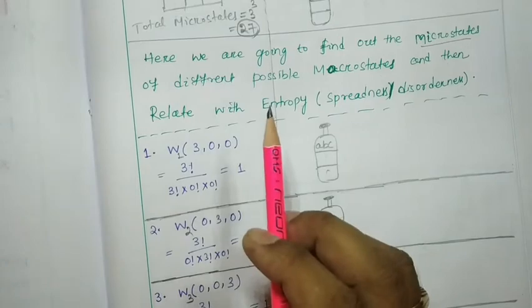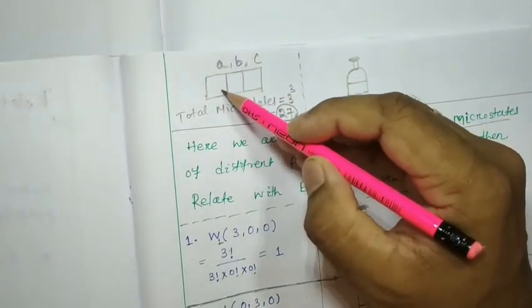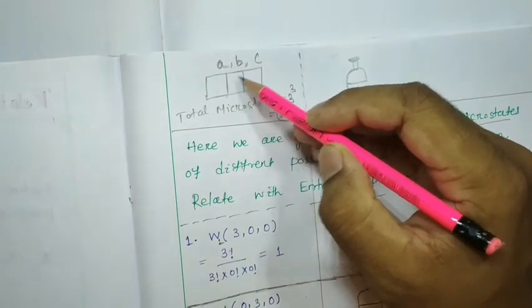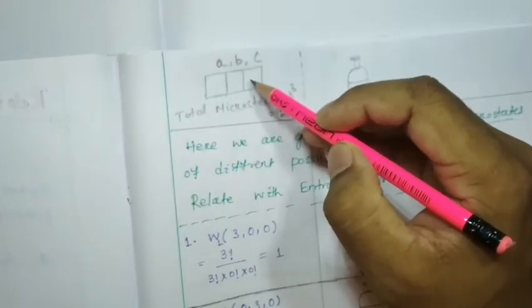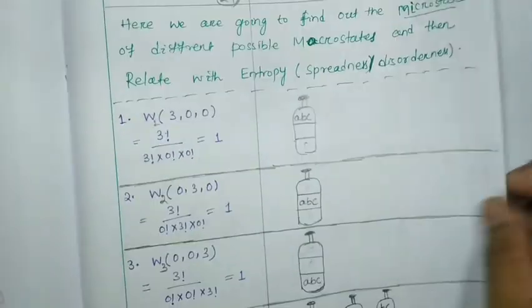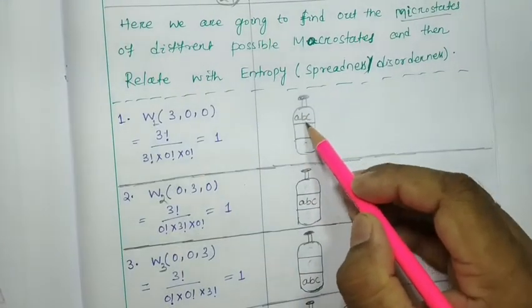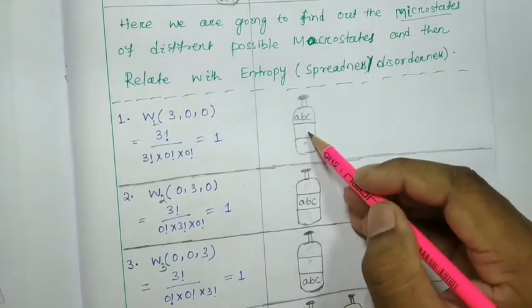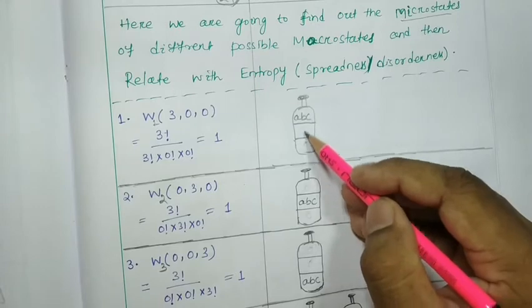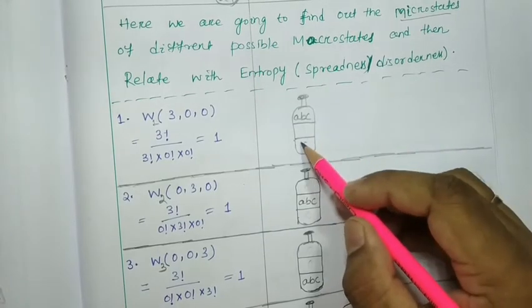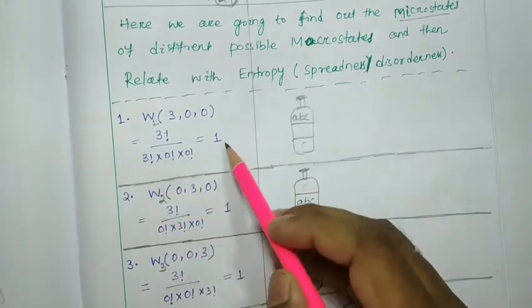300 is one macrostate, which means all 3 particles will be in the first compartment, the second compartment will have 0 particles, and the third compartment will have 0. That means the situation will be this one: all 3 particles will be here in the first compartment, and the second and third are going to be vacant. So for this situation, the number of microstates will be 1.